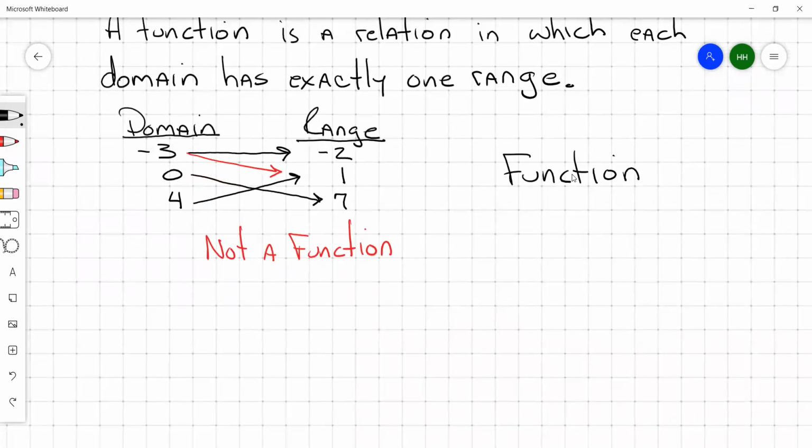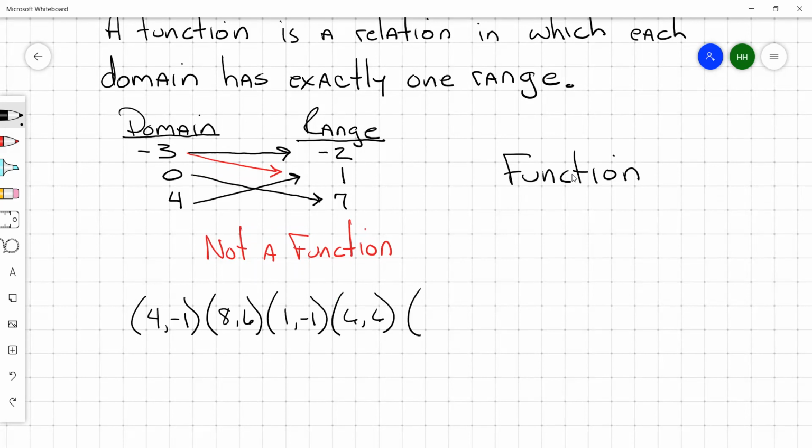Here's another way. Let's say you get a function listed as sets of ordered pairs. You get 4, -1. And then you get 8, 6. And 1, -1. And 6, 6. And 4, 1. And you're asked if it's a function or if it's not a function. Well, look what happened right here. You put in a 4, right? And what came out? A -1 came out. Input, output. And then you put the 4 in again. And what came out? A +1. Does that work? No, that's not a function. You put the same thing in twice. You got two different outputs. That doesn't work. Okay? That's non-functioning.